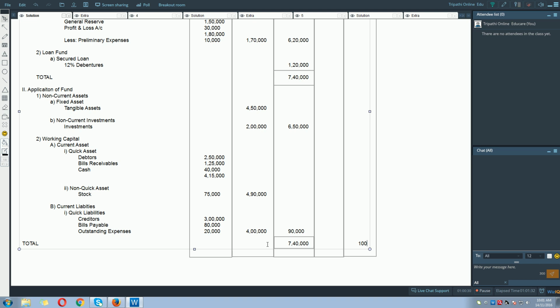₹7,40,000 is the total of the liability side, and 7,40,000 is the total of the asset side, right? Now we just have to calculate the percentage. In this case, we will take the total of assets as 100%. So this we will assume as 100%. Based on this, you will have to calculate the percentage of all other amounts.